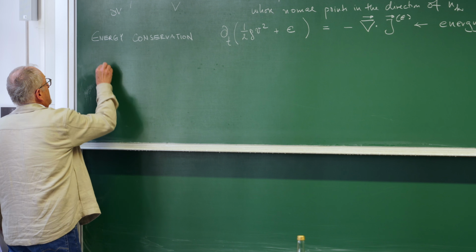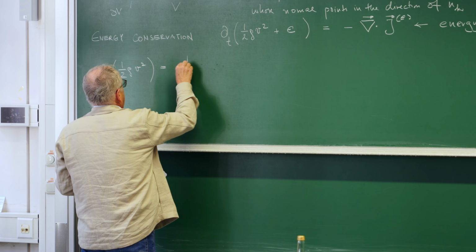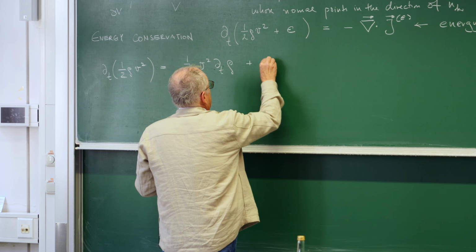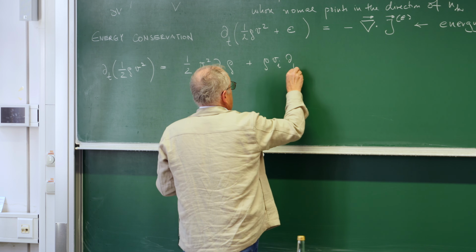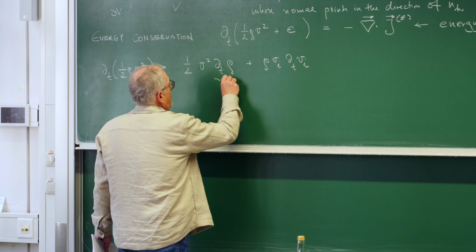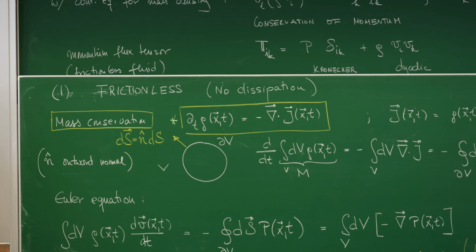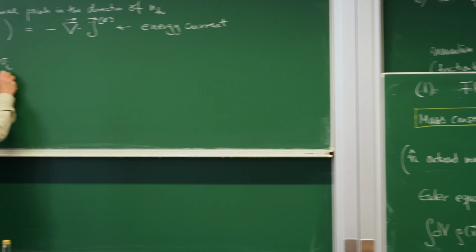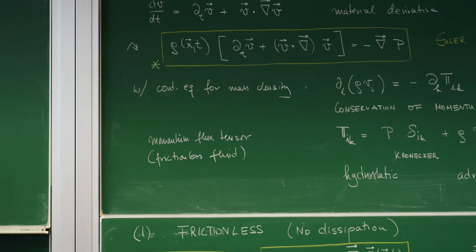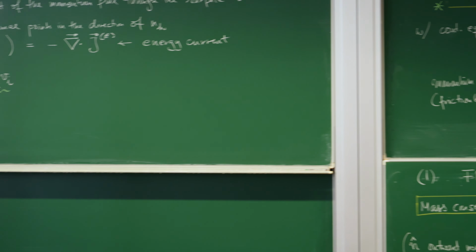So let's calculate first ∂_t of a half ρ v squared. And let's write this as a half v squared ∂_t ρ plus ρ v_i ∂_t v_i. Now let's check what we have. We do have here ∂_t ρ. That is the equation for the mass density that we need in order to calculate that. And we have ∂_t v_i. Well, that's basically the Euler equation that you need when you want to calculate this. So let's insert the mass conservation law and the Euler equation here and there.